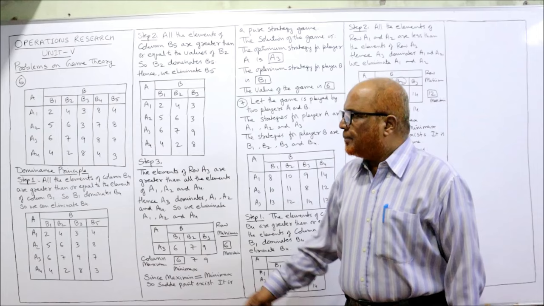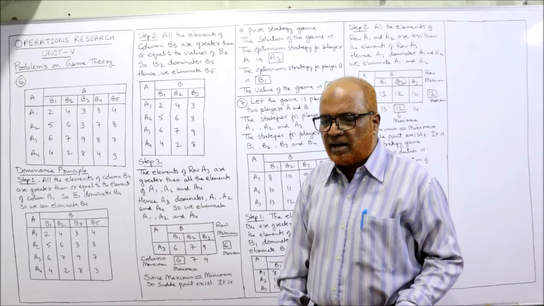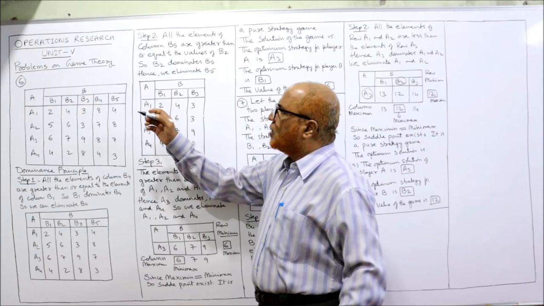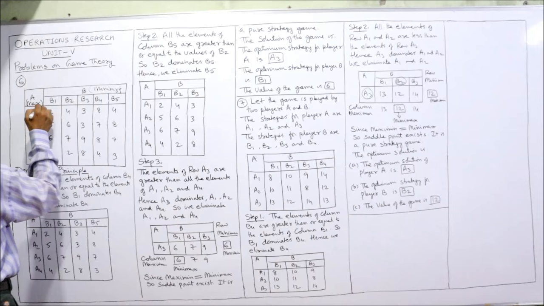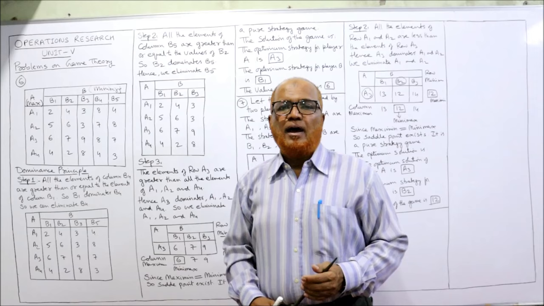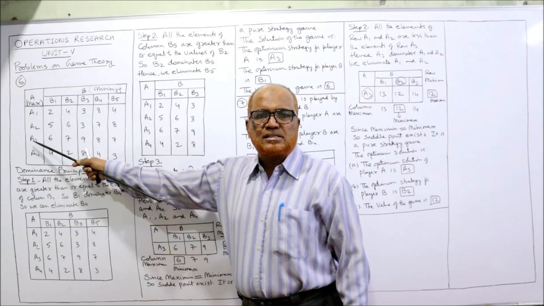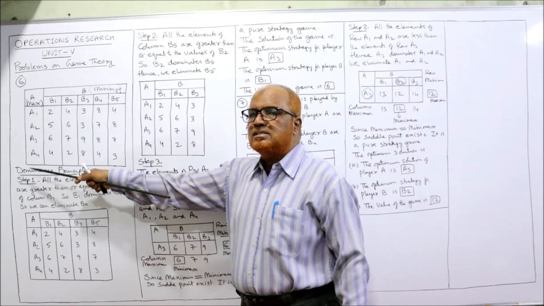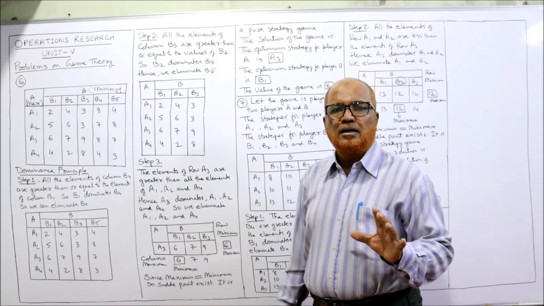For example, the player in the rows is a maximizing player, and the player in the columns is a minimizing player. So always we have to make this assumption, keep this in mind. The column player is a minimizing player, and the row player is a maximizing player. The maximizing player will keep the maximum strategy, and the minimizing player will keep the minimum strategy. That point you have to remember. Always note it down immediately. So the row player is a maximizing player, the column player is a minimizing player. The maximizing player will keep the maximum strategy, and the minimizing player will keep the minimum strategy, right? The maximum strategy will be eliminated.